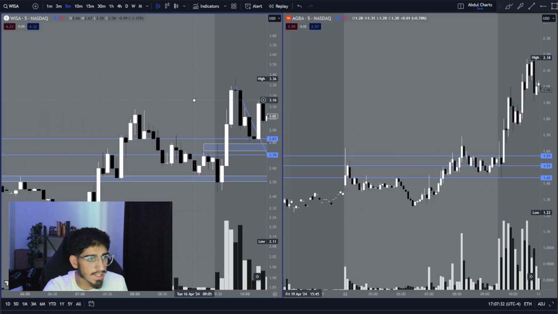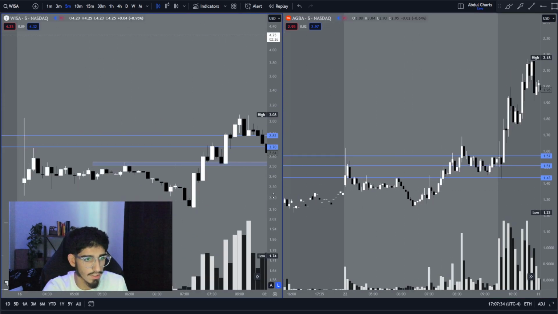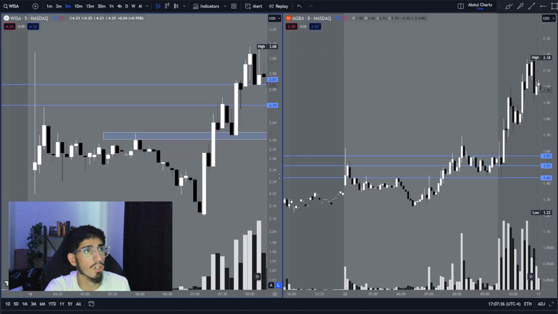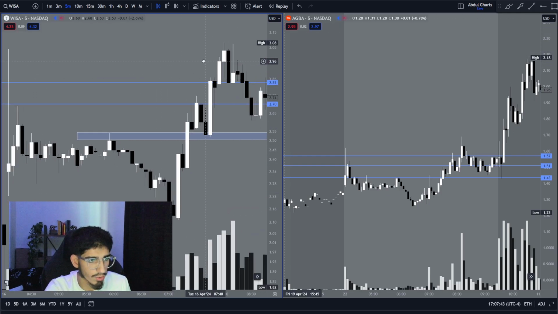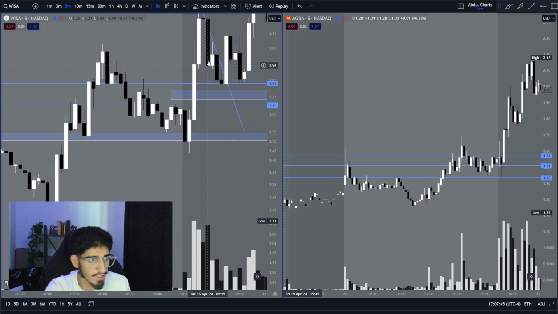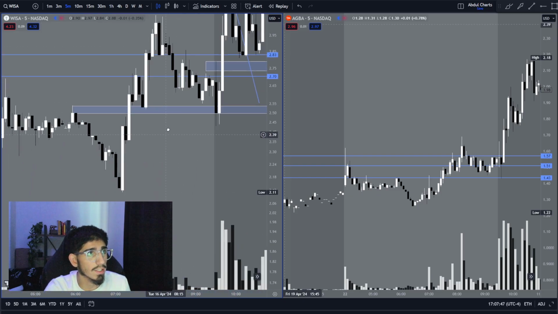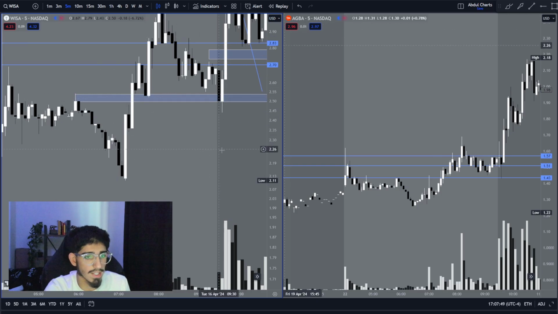So same exact concept as WISA here. Same exact concept. Let's compare the two charts, okay? Same thing: candle, massive move down, breakout, retest, and massive move up, okay? So we make this old supply into new demand before the massive move up.